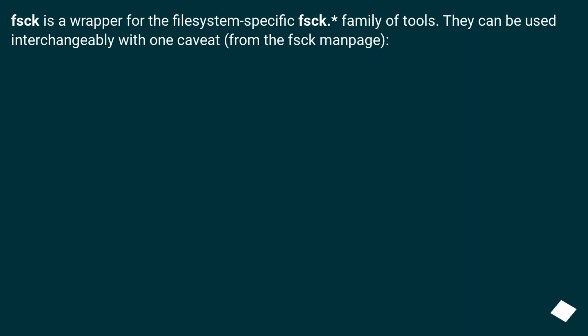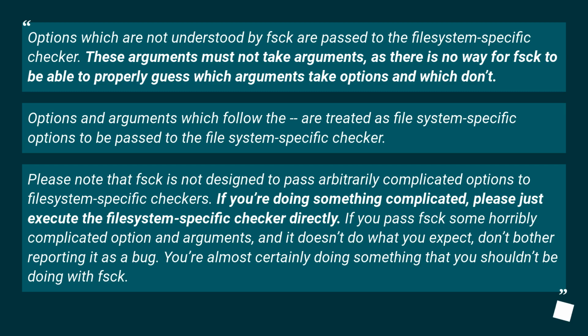fsck is a wrapper for the file system specific fsck family of tools. They can be used interchangeably with one caveat, from the fsck man page. Options which are not understood by fsck are passed to the file system specific checker. These arguments must not take arguments, as there is no way for fsck to be able to properly guess which arguments take options and which don't.